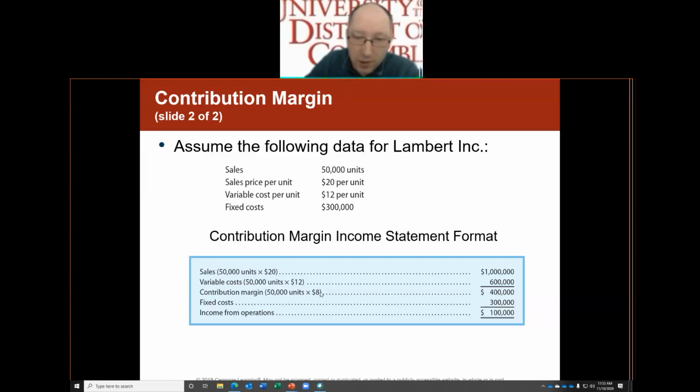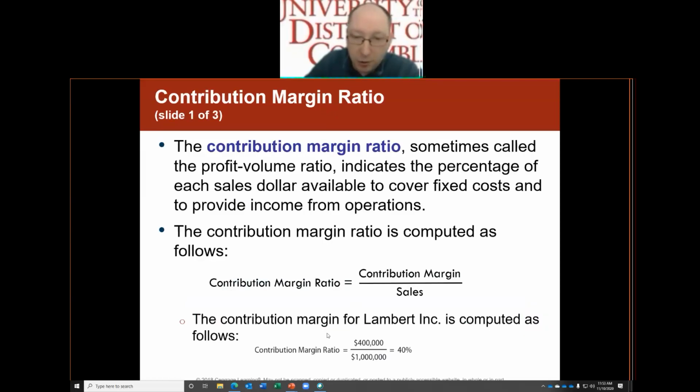So 400,000 divided by total sales. We said total sales was 1 million. 400,000 divided by 1 million is 40%, or 0.4. Once you know it's 0.4, you just multiply by 100 to get the percentage, 40%.